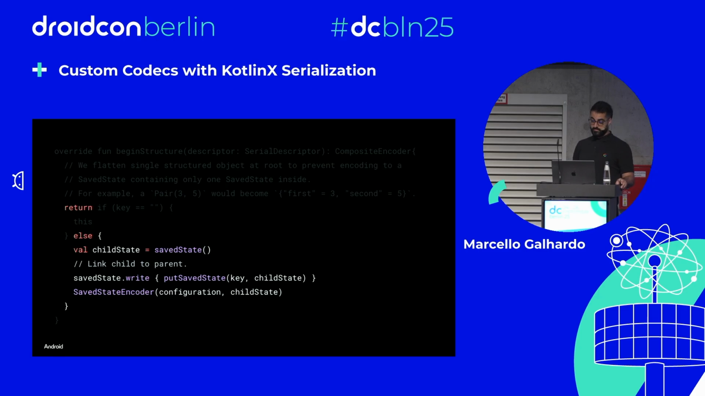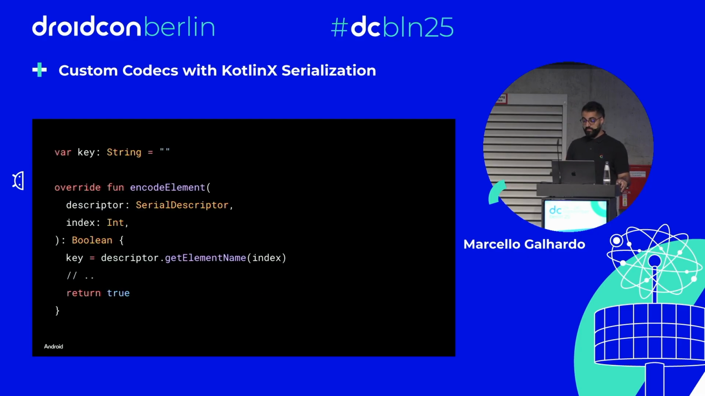Otherwise, it's not the root. It means we need to create a child SavedState. We call this SavedState function that is a factory function to create one. Then we link it back to the parent with putSavedState, key and child state. And finally, we return a new SavedState encoder that we will write into this child state. This lets us encode nested structures correctly. Each child object gets its own SavedState, and the parent keeps track of where it belongs.